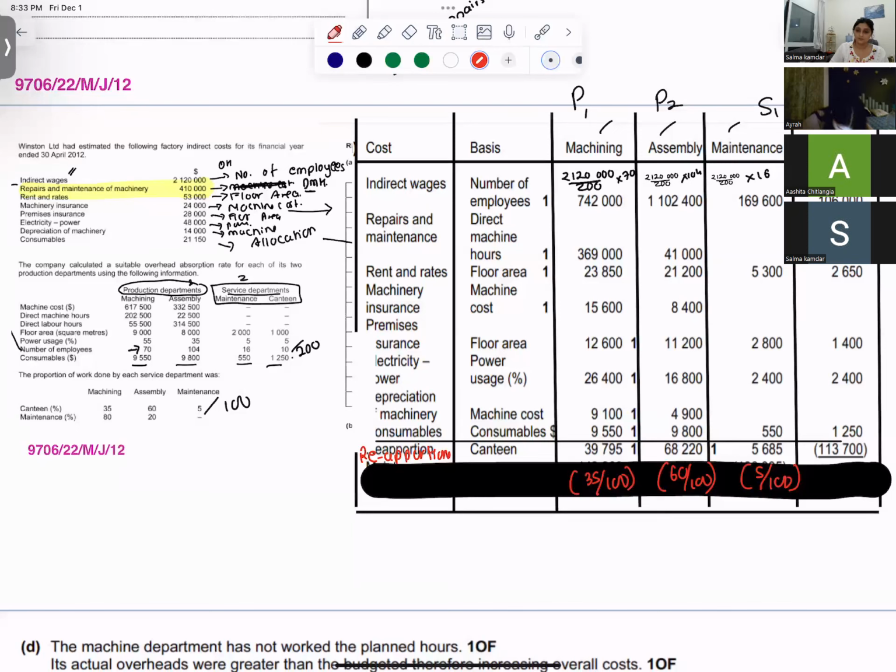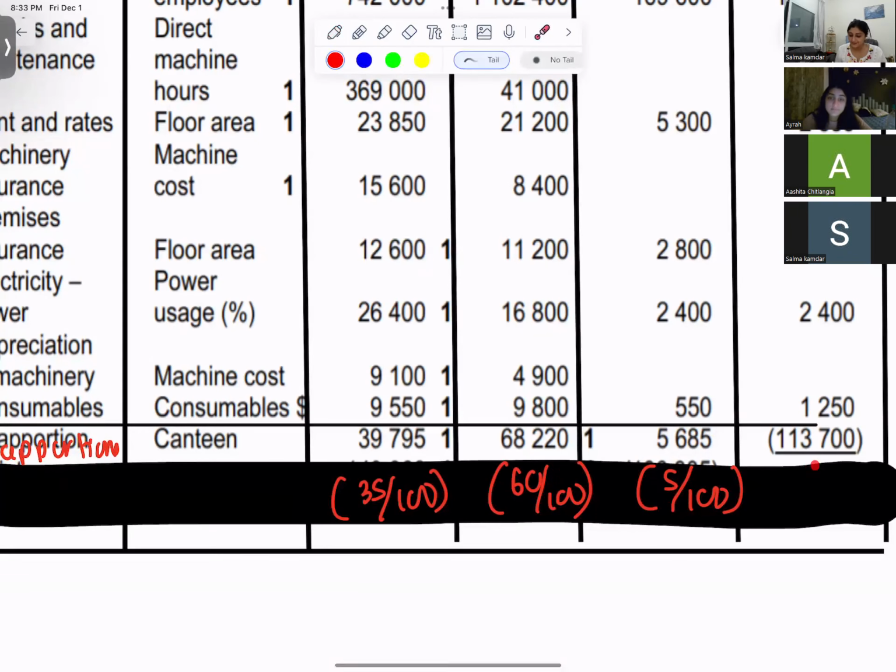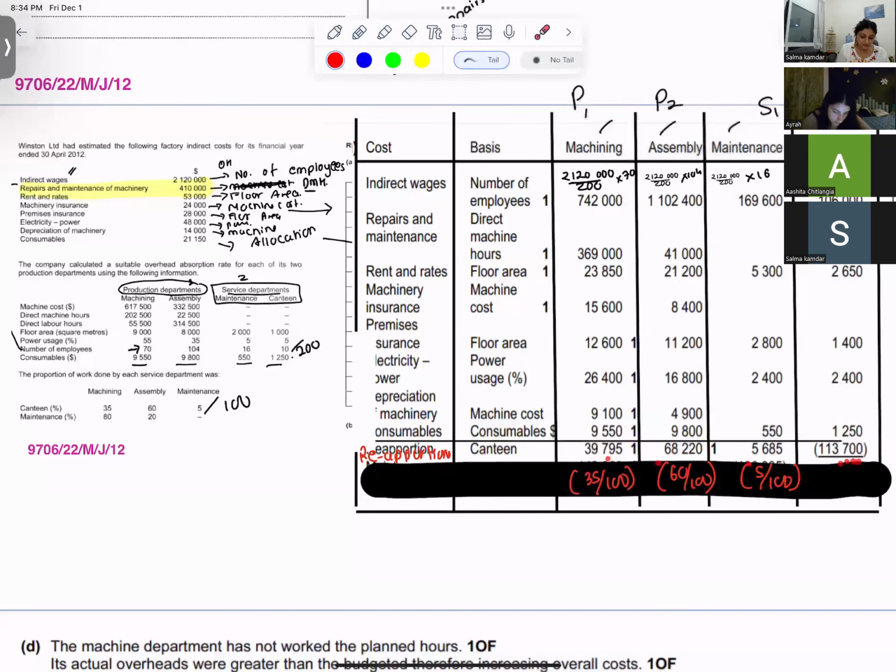I got what canteen is for both machining and assembly. Same amount you got? 113,700 will be distributed amongst these three on the basis on which they are providing services to these three departments. So this is the amount that you're getting: 39,795, 68,220 and 5,685. I got this.